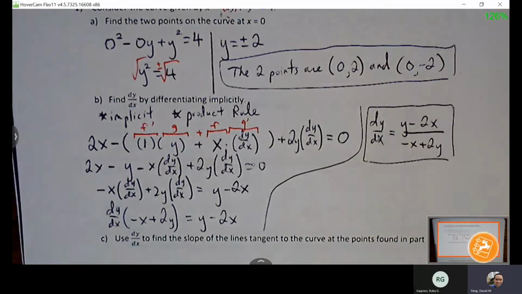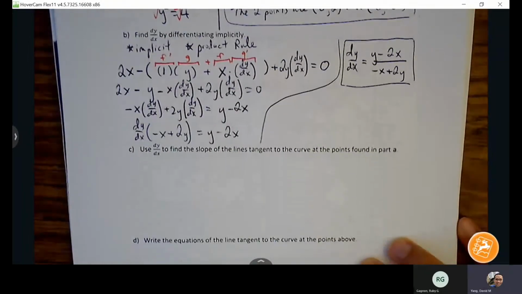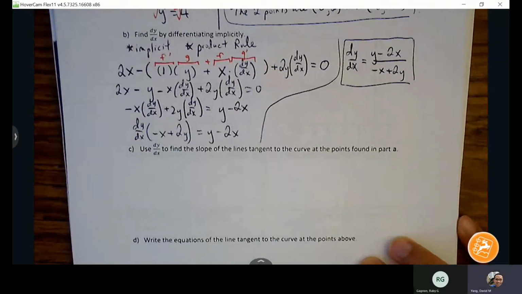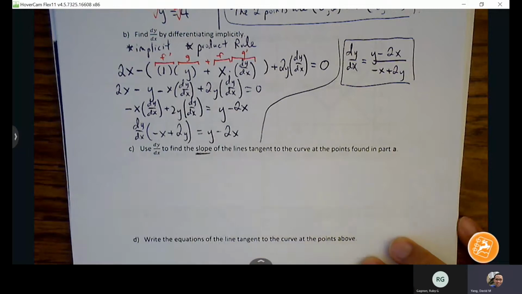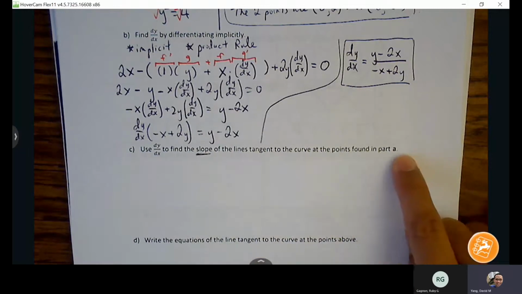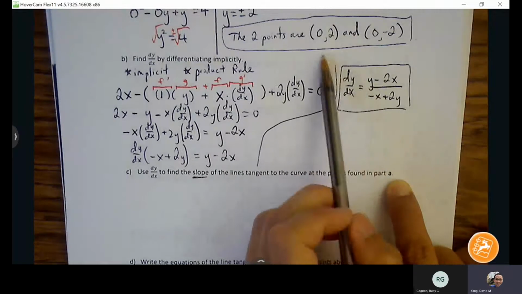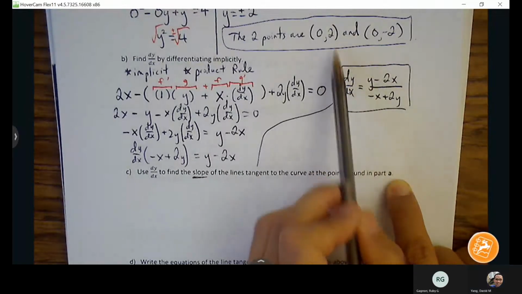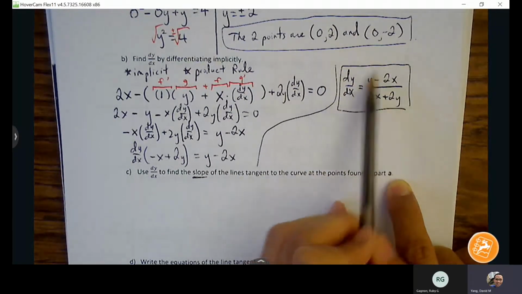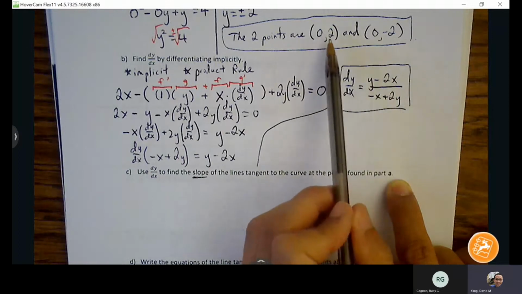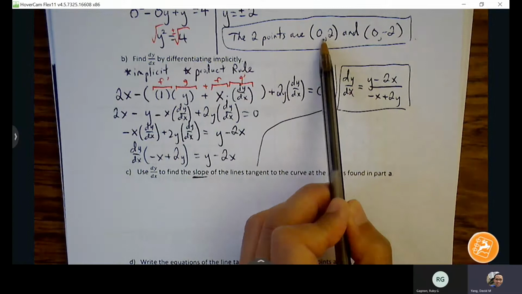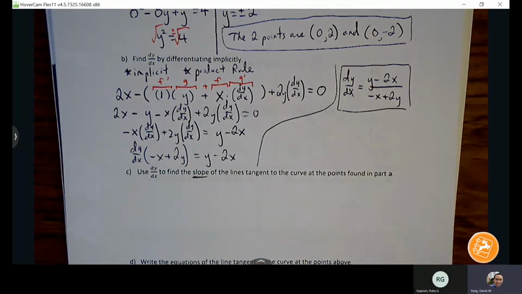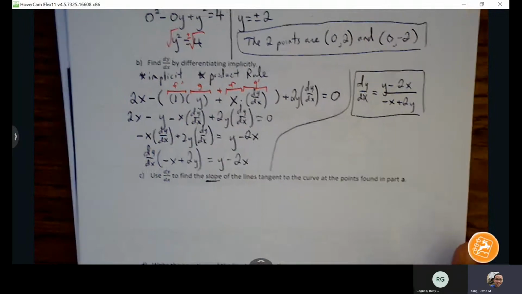Okay, so part C. Use dy dx to find the slope of the lines, right? So here it is. We know that our derivative is going to help us find the slope to the curve at the points found in part A. So we have the ordered pairs in part A. We're going to insert the ordered pairs into the derivative, and we should get slopes that are specific for each point, right? Each point will have its own slope, most likely that these are not going to be the same. It's possible that they are. We'll see what happens.